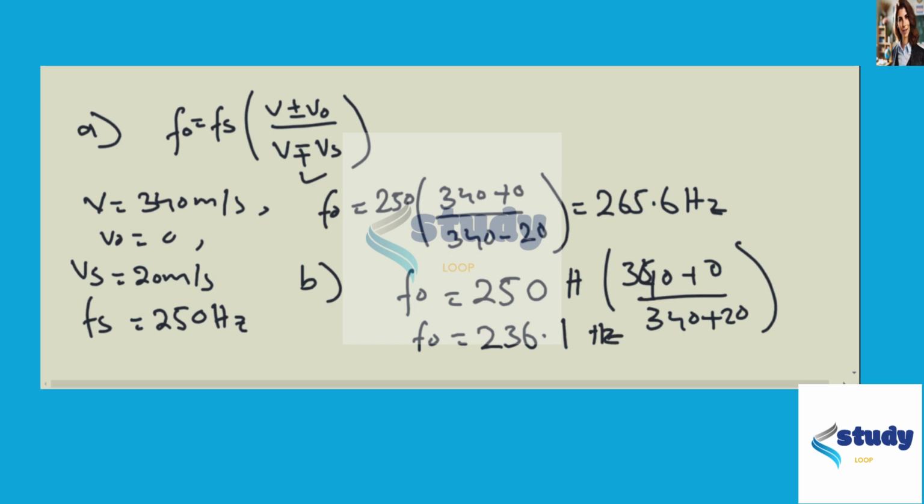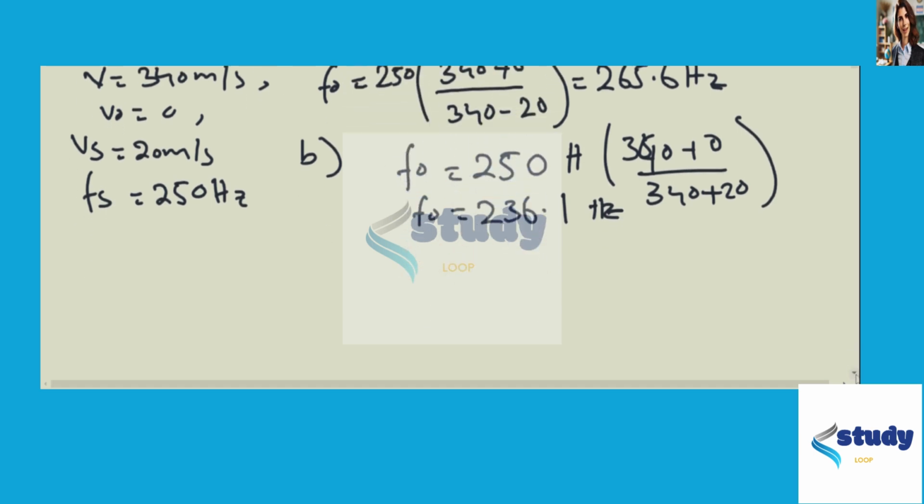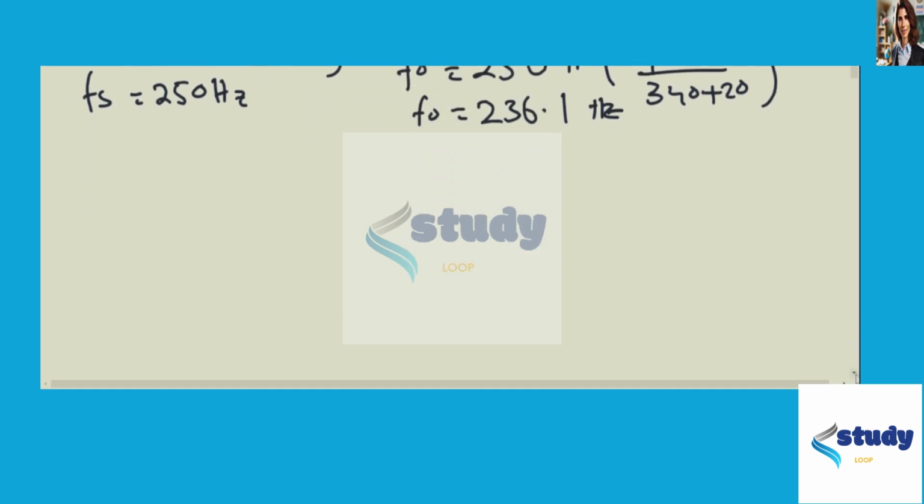For part C, again, we will use the equation that we wrote earlier, but this time we will replace V naught to be 20 meters per second, which is the speed of the observer, and Vs to be 0 because the car is stationary. We plug the values in the relation, and we are going to use the plus sign in the numerator because the observer is moving towards the source, which is the car.